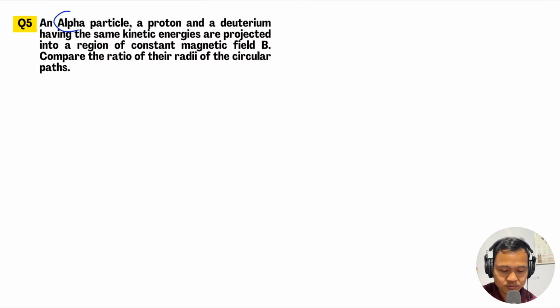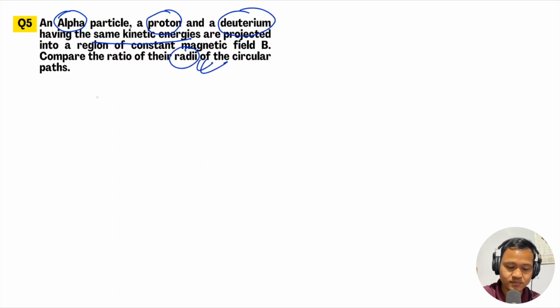Next part: an alpha particle, a proton, and a deuterium, so they have the same kinetic energy. The question mentions kinetic energy. They are projected into a region of constant magnetic field. Compare the ratio of their radii.